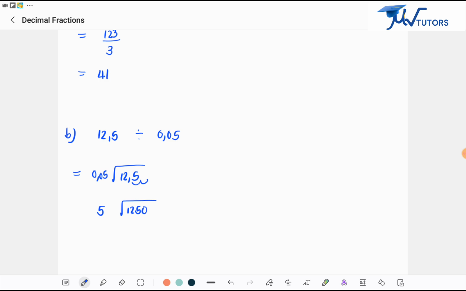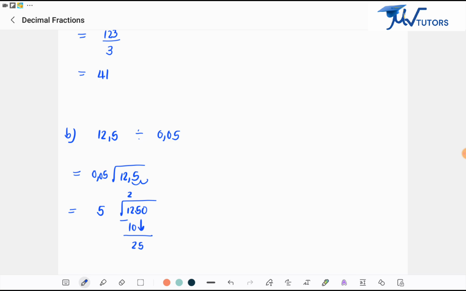You can do that. All right, so then you're going to say 12 divided by 5 is 2. 2 times 5 is 10. And then you're going to subtract. So 12 minus 10 is simply 2. And then we take the 5 down.